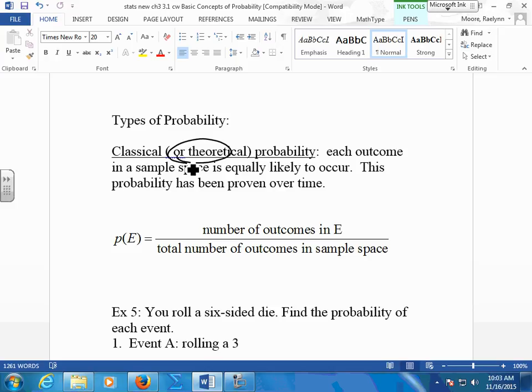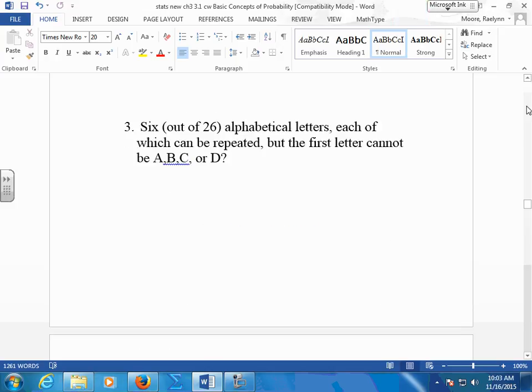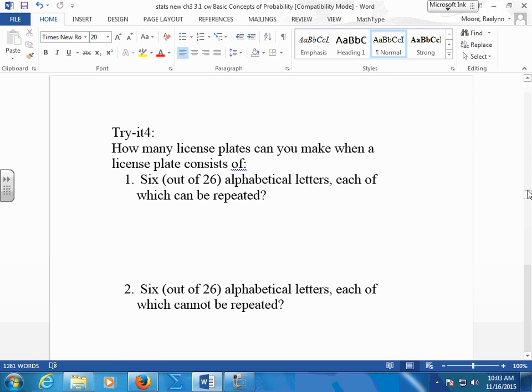Now, we find our probability by taking the number of times it happened over the number of outcomes that are possible. These will not change. They remain fixed all the time. So, example of classical or theoretical probabilities.